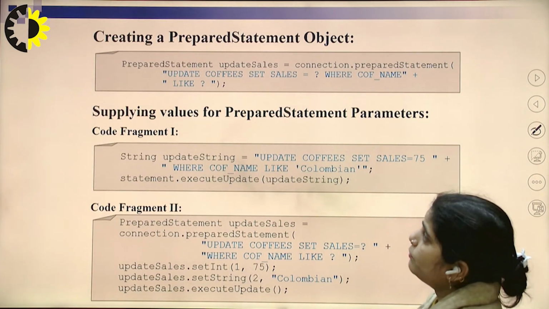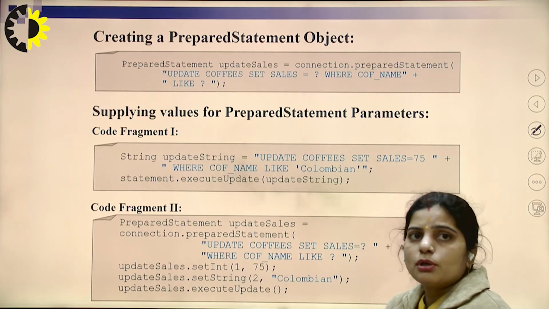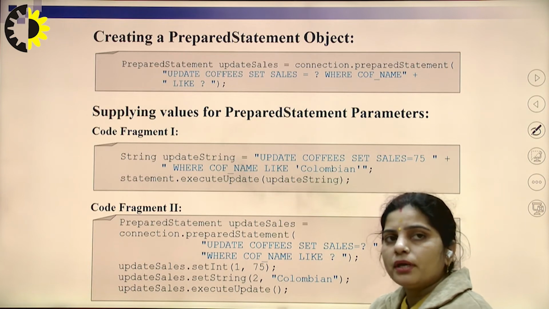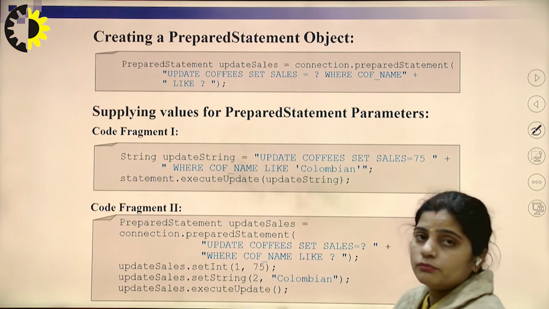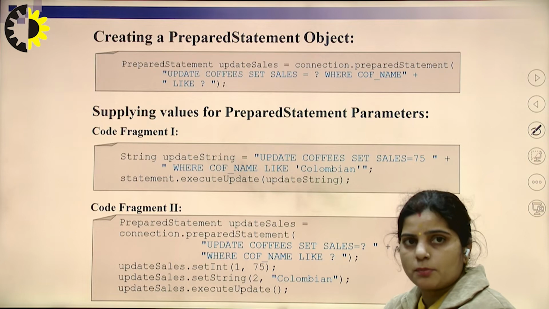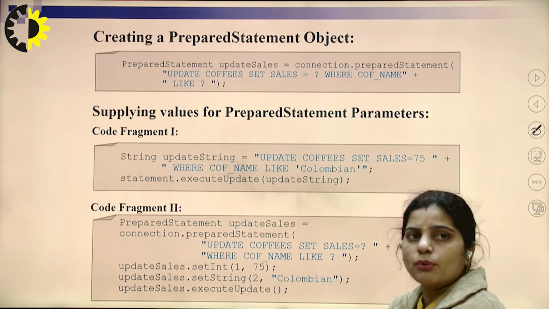Now, how to create the prepared statement object? First of all, we use the PreparedStatement class. Then the object updateSales is equal to connection.prepareStatement. When we use the prepared statement, this is one of the syntax rules: you have to write the question marks inside the queries only.